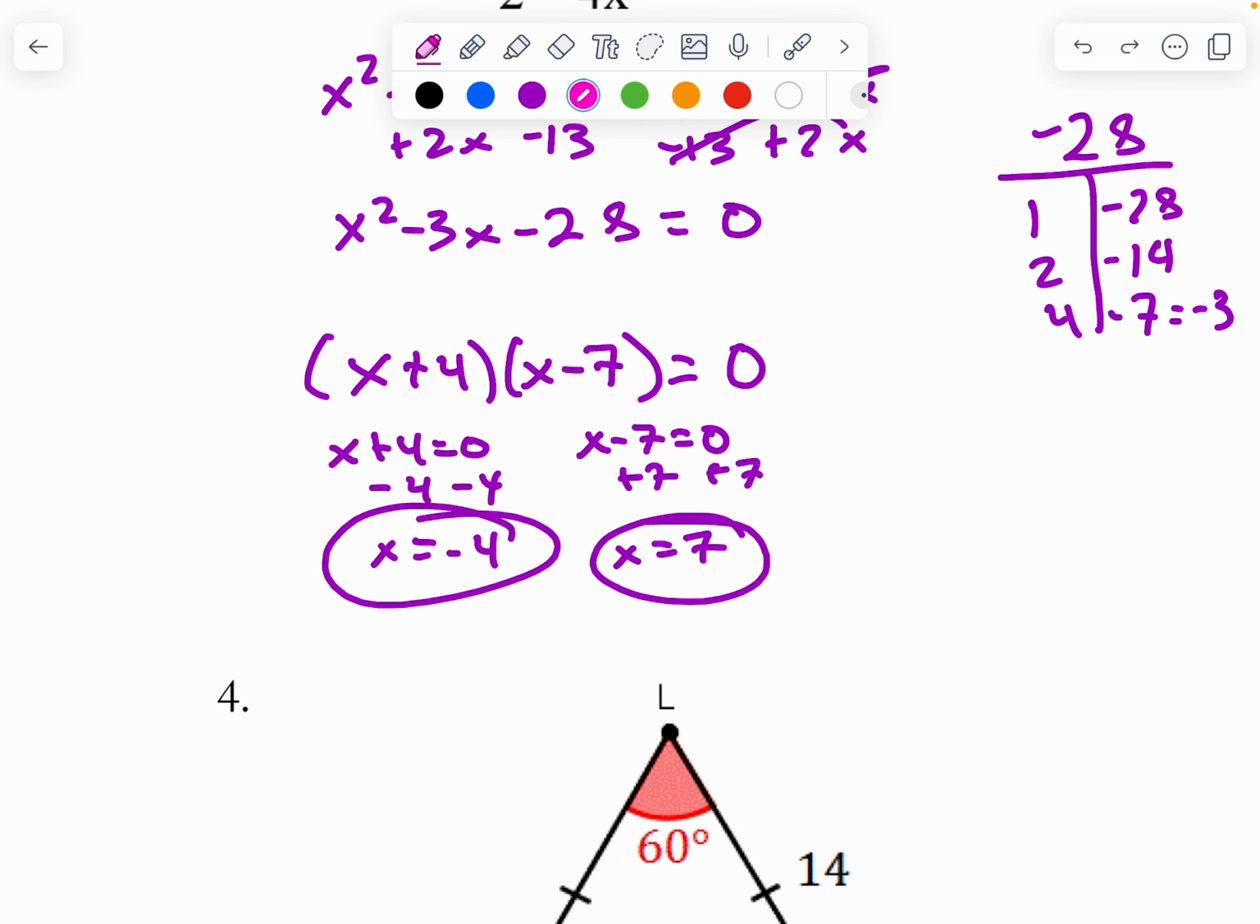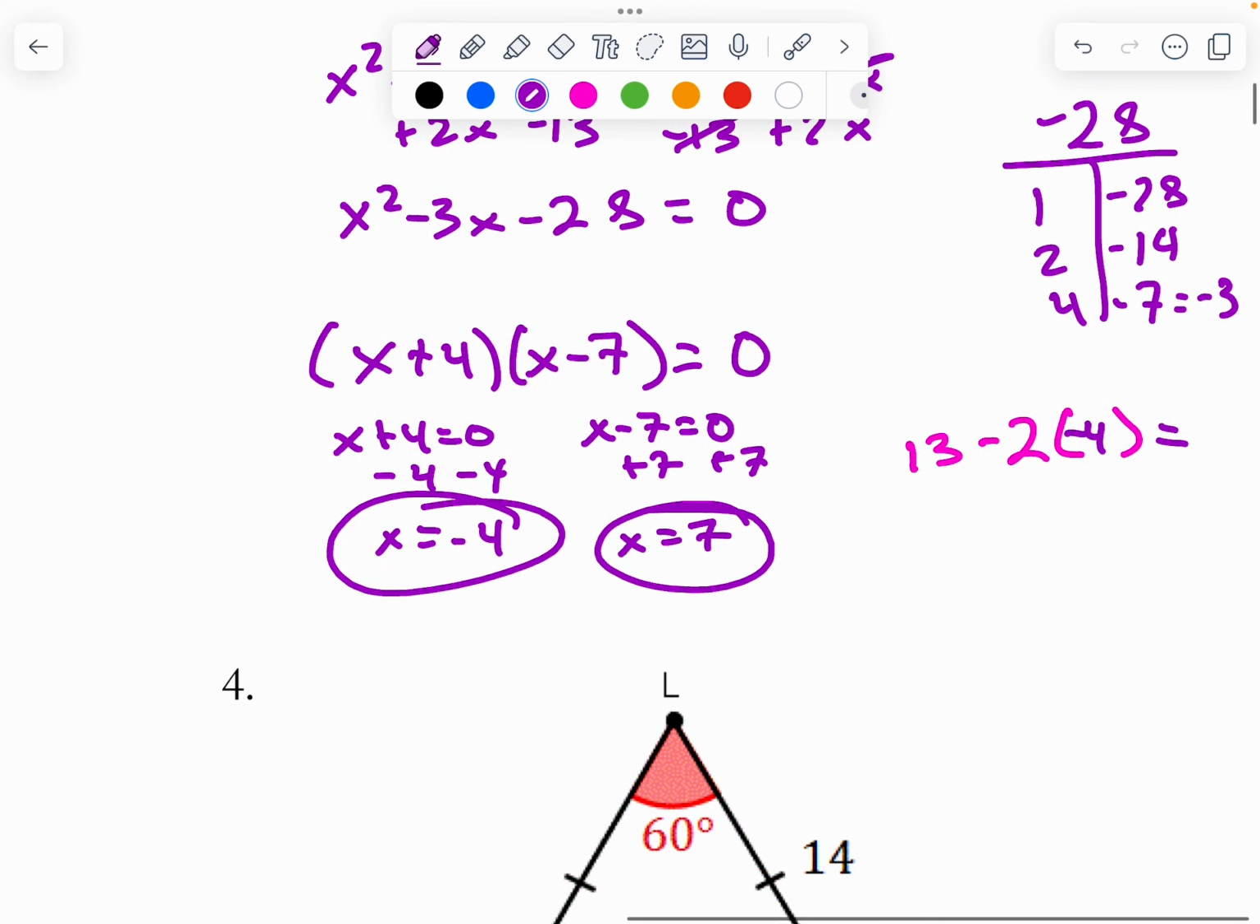So we have 13 minus 2x, but remember x is no longer x. Let's put the negative 4 in. Oh, well, actually, I can already tell that this is going to be positive, right? 13 plus 8 equals 21. So negative 4 actually works. So very often, I've told you guys, don't assume that just because it's negative, it won't work.